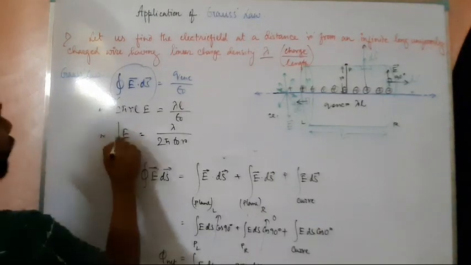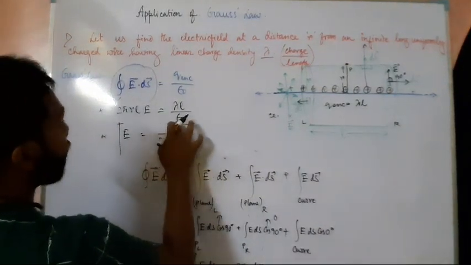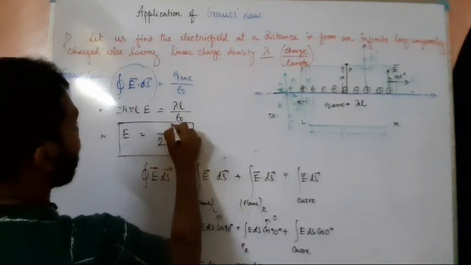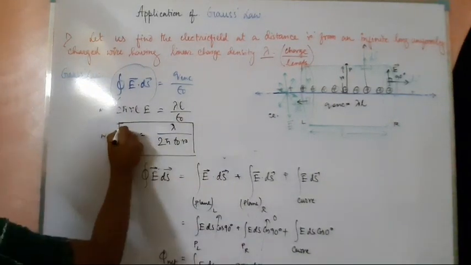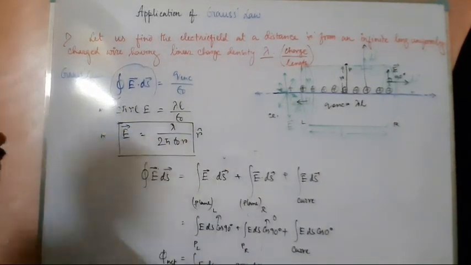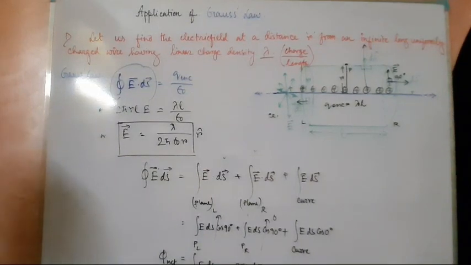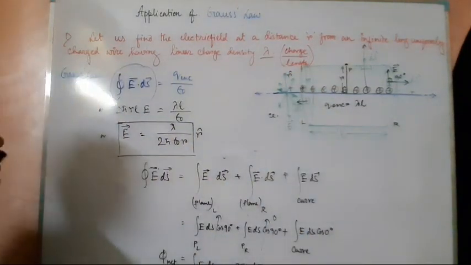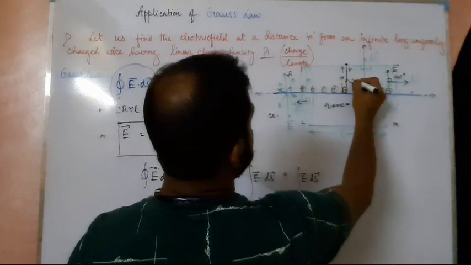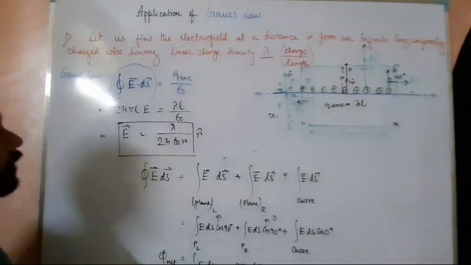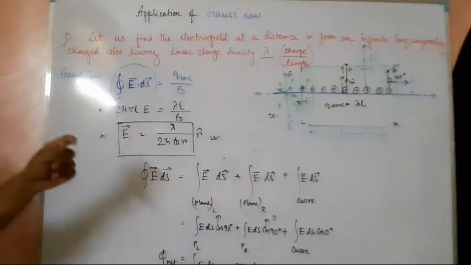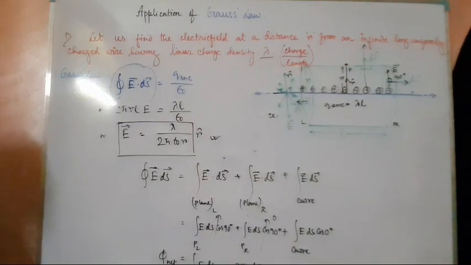So this is the magnitude of the electric field, and if we want to write it vectorially, we just have to put an R cap with that, because in the very beginning we discussed the direction of the electric field, which will be radially outward. So the direction of the electric field is R cap, since R is a vector along this direction. Thus we can find the electric field for an infinitely long charged wire. So this is our first application of Gauss's law.